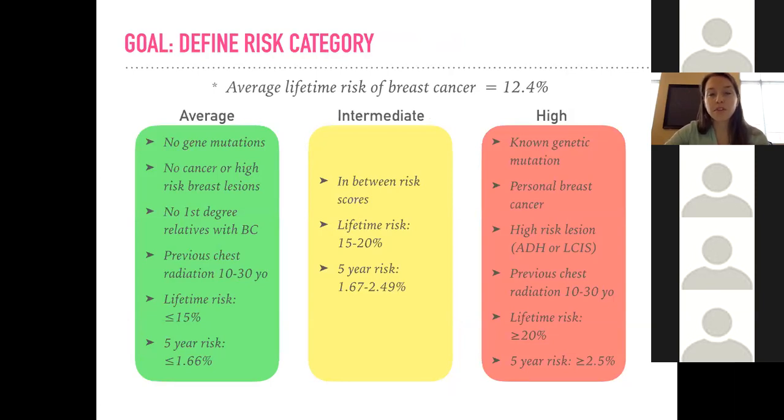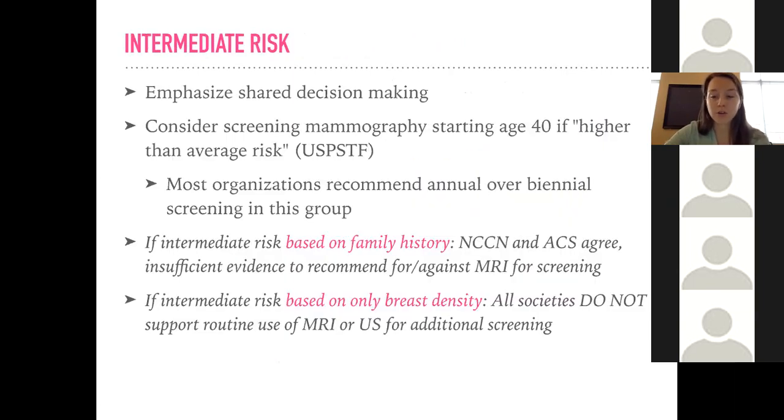So most of the time, I think people will end up in the intermediate risk group if we've done their scores and they're between this 15 to 20% lifetime risk, or their 5-year risk is in that middle as well. And if we are thinking about patients in this group, it can be a little bit harder to know exactly what to do. So I think the emphasis from all the things that I had read through about this group is really just thinking about shared decision making.